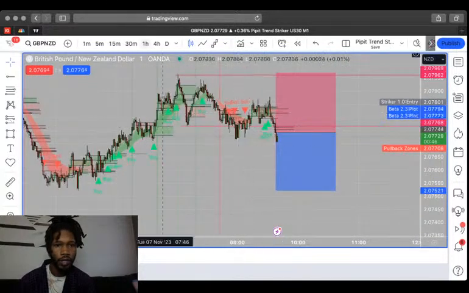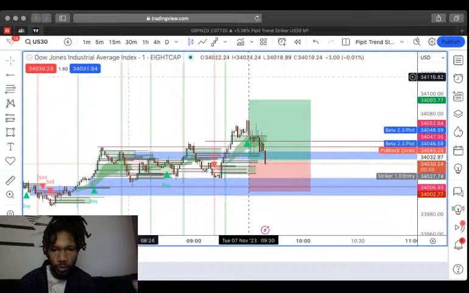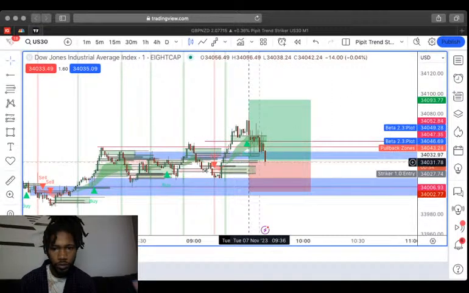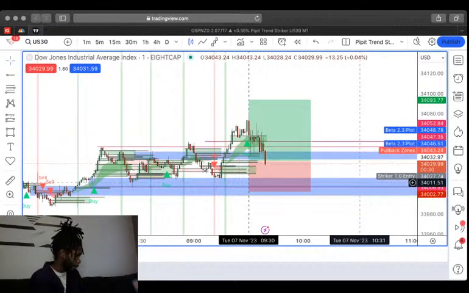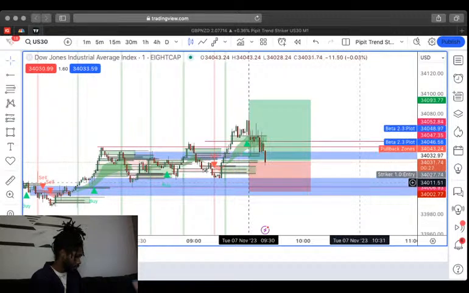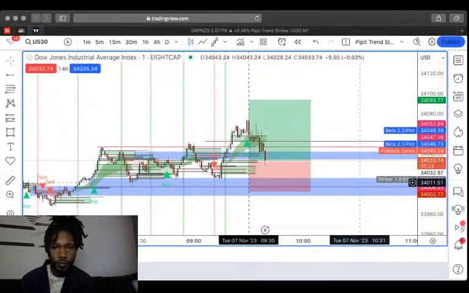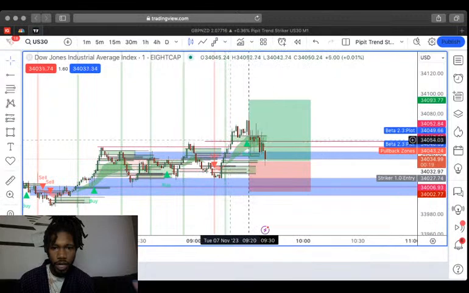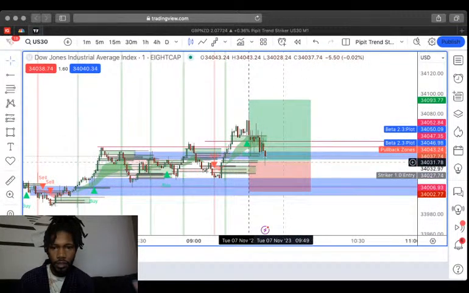Alright, let's get back over here to US 30. It came back down into entry. Look at the pullback. I've got a breaker structure, got the striker buy, pullback into the zone. Do we buy the market or do we leave it alone? That's what I want to know. Let's check out sentiment. It took out these highs, it could easily just take out these lows. I like that.